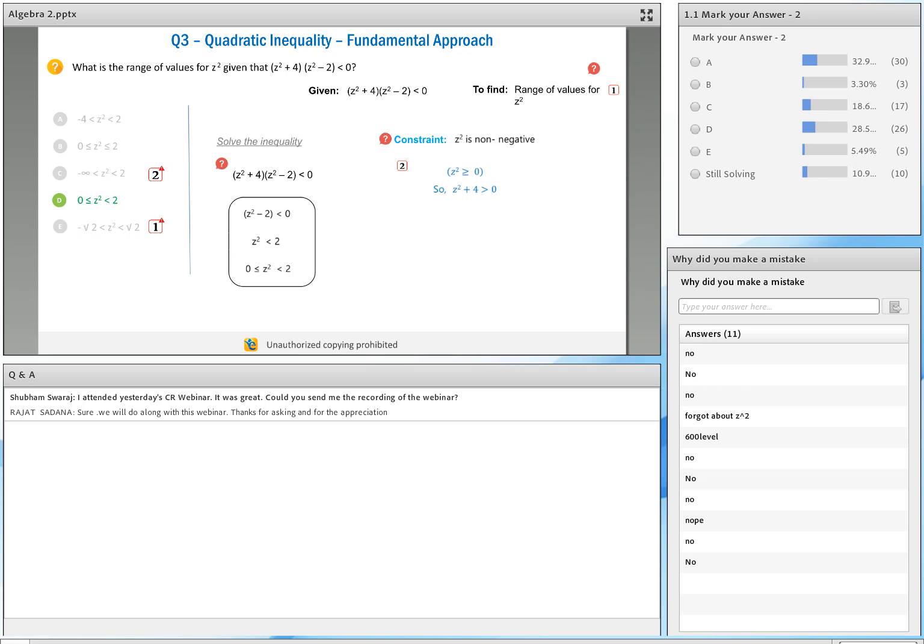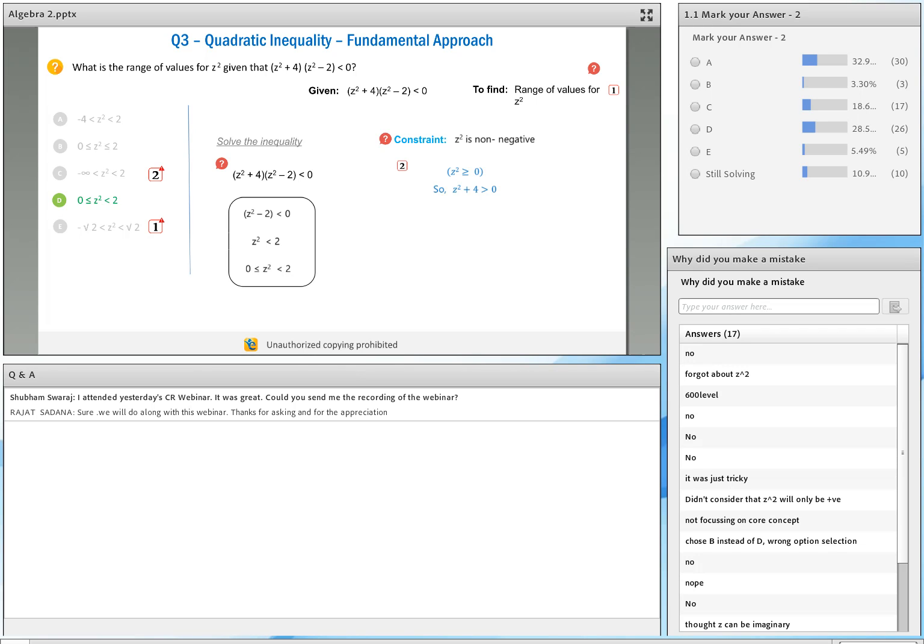Forgot about z square. Yes. And yes, it's a 600 level question, but if you look at the stats, actually it's a 700 level question. Okay, didn't consider z square. The second reason why you made a mistake was because you chose B instead of D.